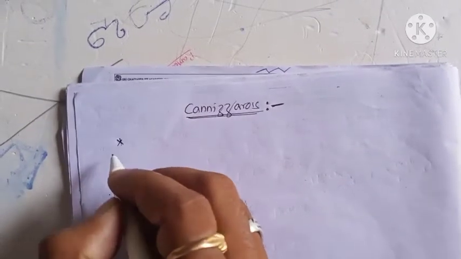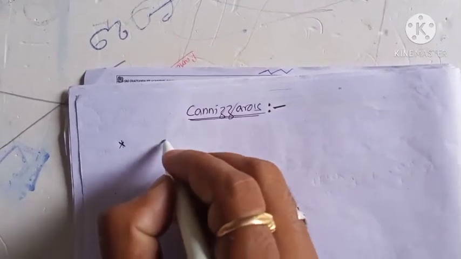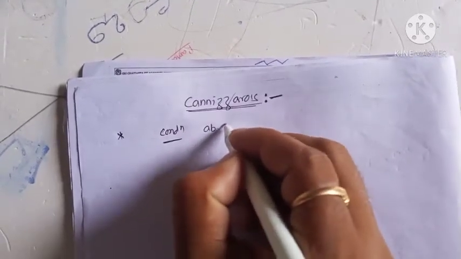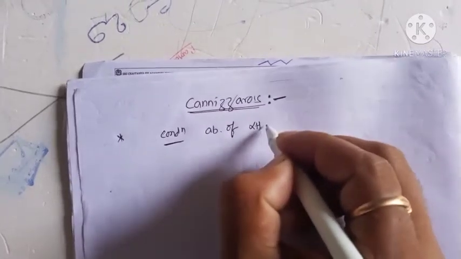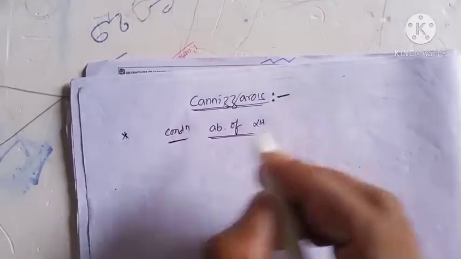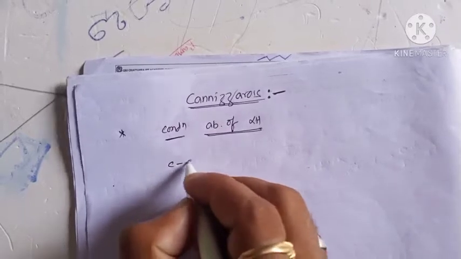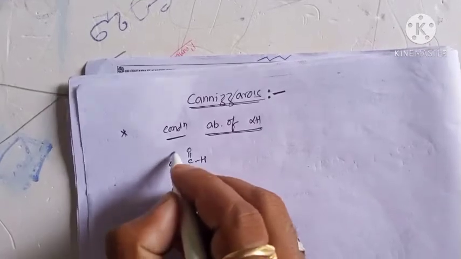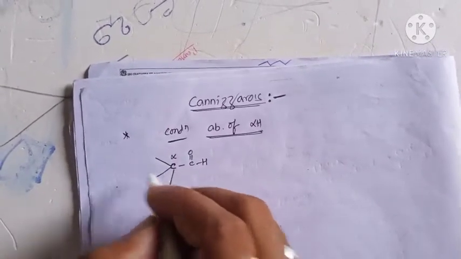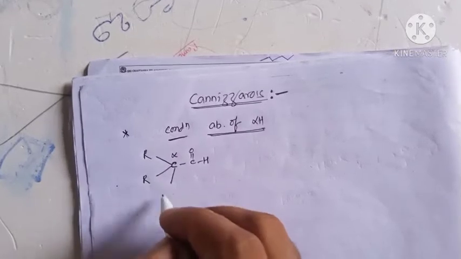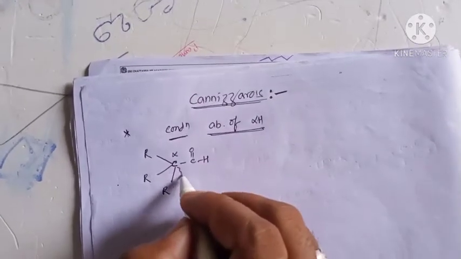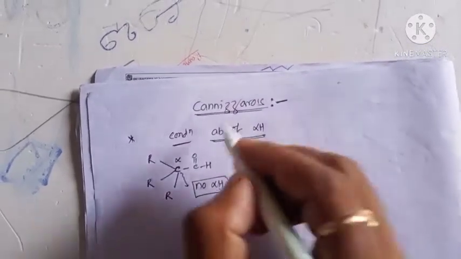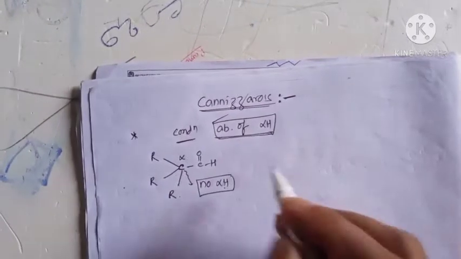See the first one. For Cannizzaro's reaction, the main condition is the absence of alpha hydrogen. No alpha hydrogen. So what is the alpha hydrogen? With respect to the functional group, this is aldehydes. The next carbon is called the alpha carbon. Here the alpha carbon is attached to alkyl groups, maybe the same or different alkyl groups. Now here there is no alpha hydrogen. So no alpha hydrogen means absence of alpha hydrogens.